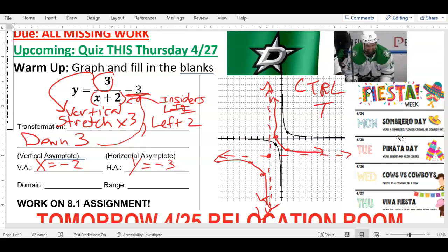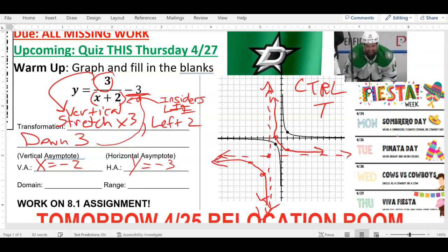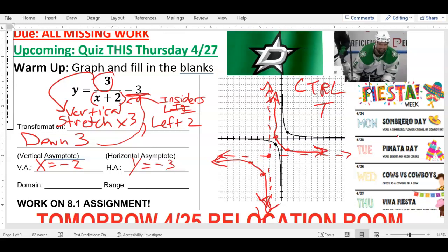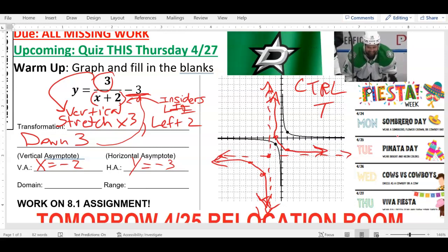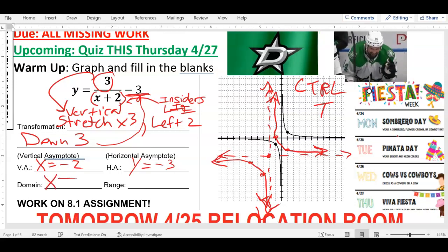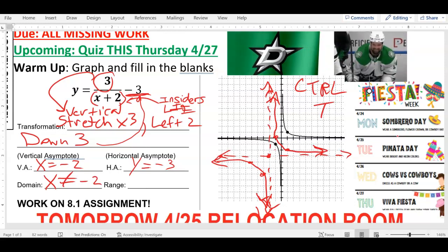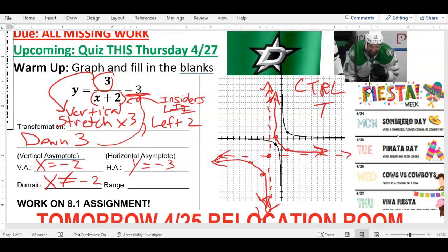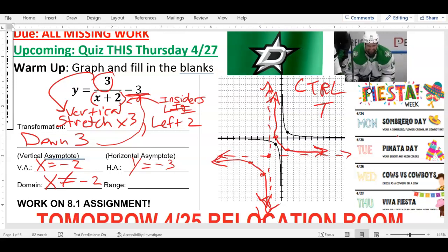Now for domain and range, here's how easy it is. Ready? It goes forever to the left. It goes forever to the right. It goes forever down. It goes forever up. The only place it does not touch is these lines, right? So here's the deal. If the line is at x equals -2, the domain is anywhere except, x not equal to -2. Look right here. Do you see the difference between the asymptote and the domain? All you're doing is slashing that equal sign because it can be anywhere besides that line.